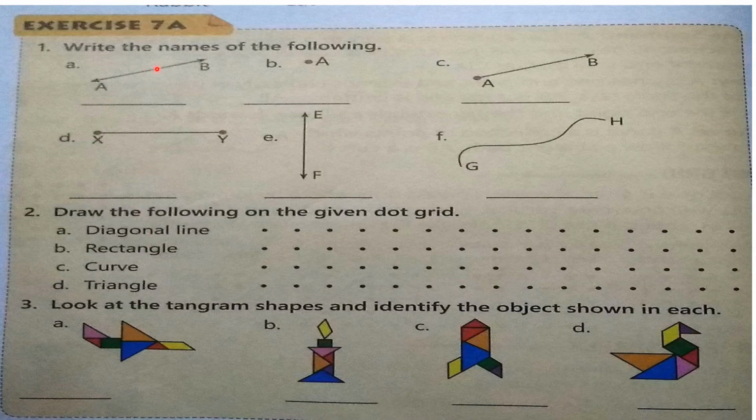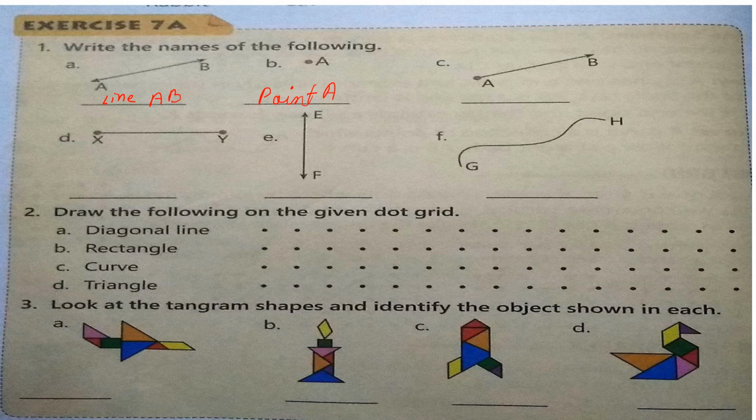Now, here what we have to do. See here, write the name of the following. Now be careful. We have to write the name of the following. Here the arrow is on both sides, so that means this is line AB. Okay. Now this is a dot, so this is point A.